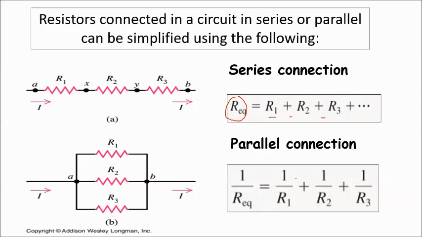R equivalent of a parallel connection is the reciprocal of the sum of the reciprocal resistances.